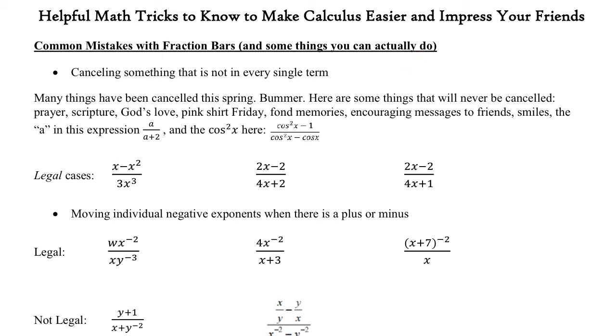So here's a common mistake: canceling something that's not in every single term. Remember, terms are whenever you have a plus or minus. If you have just times, then yeah, stuff can just cross off. Many things have been canceled this spring. Bummer.